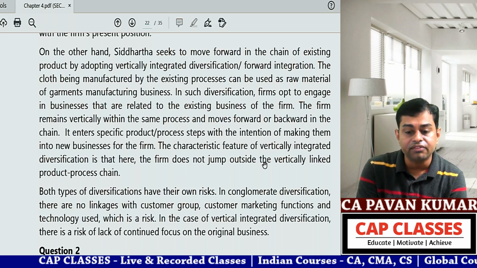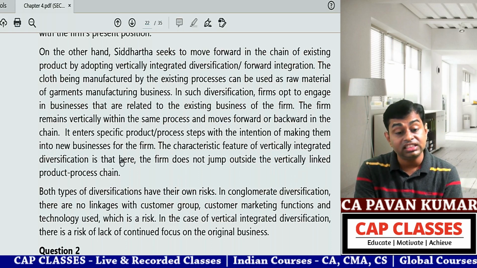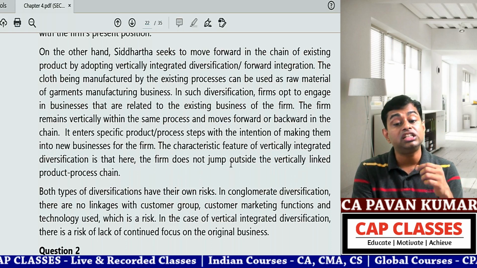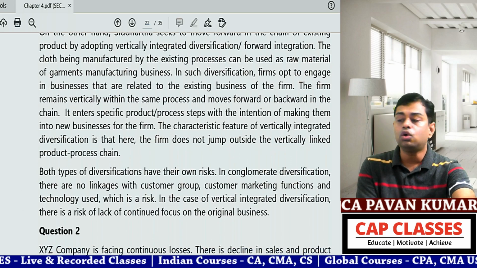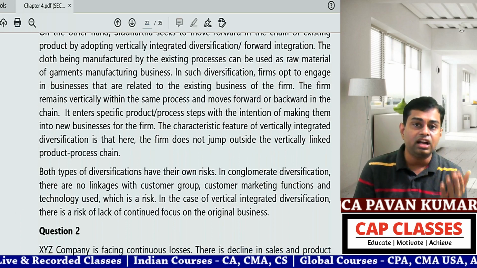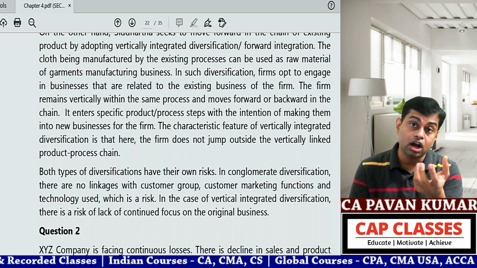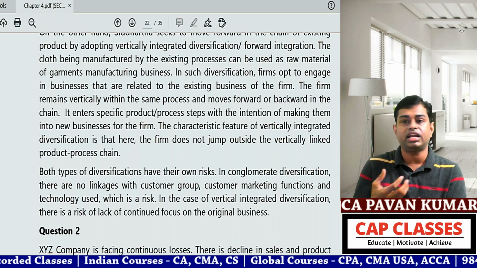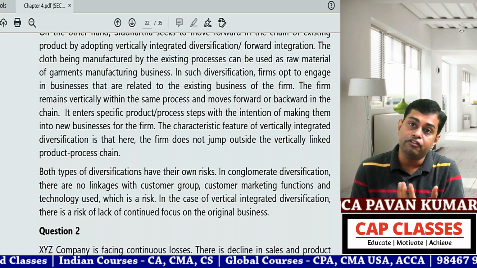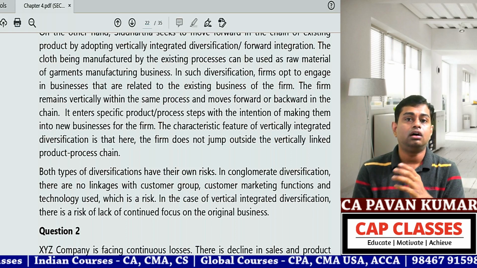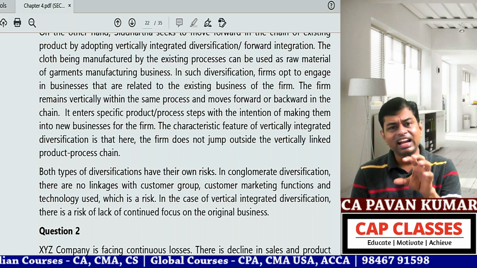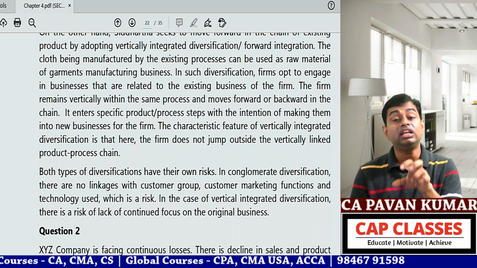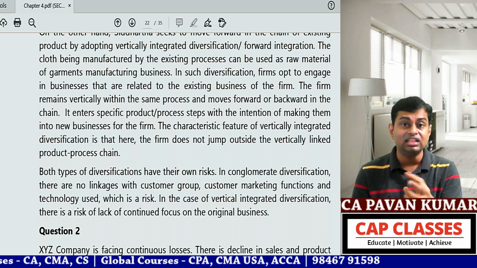The characteristic feature of vertically integrated diversification is that the firm does not jump outside the product process chain. So two approaches are there. One guy is saying we'll go for manufacturing office stationery items. Second brother is saying, no, Bhaijaan, we will manufacture ready-made garments. Okay, so is there a risk in this too? Yes, because there is a new business, there is a risk.